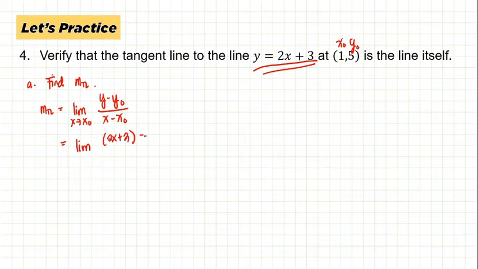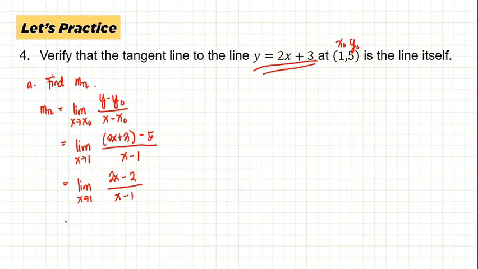Y sub o is 5 all over x minus x sub o is 1 as x approaches 1. So from that, we will have the limit of 2x, 3 minus 5 is negative 2, all over x minus 1 as x approaches 1. Direct substitution, you will obtain 0 over 0. So we will factor. The factors of 2x minus 2 are 2 and x minus 1 all over x minus 1 as x approaches 1.